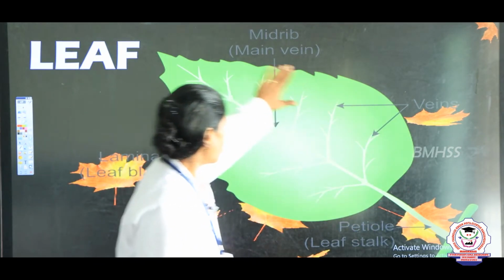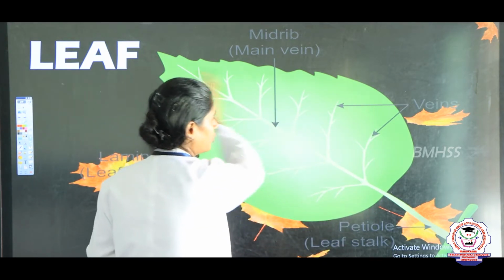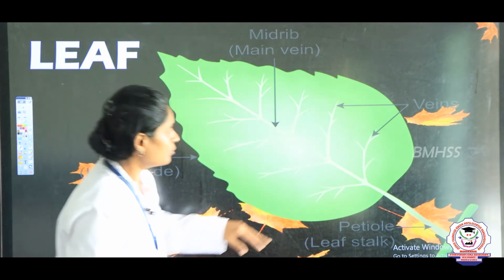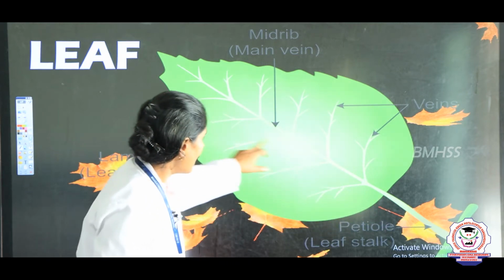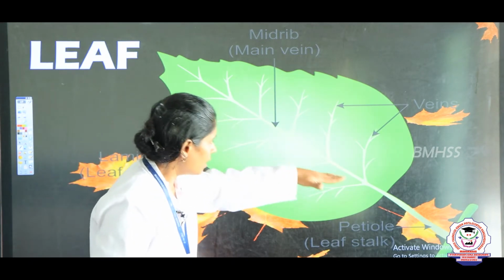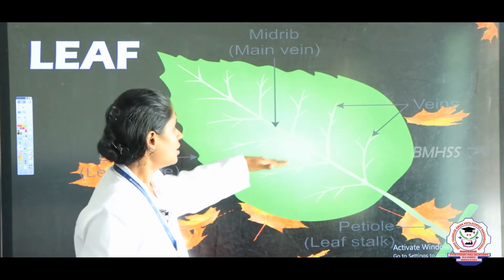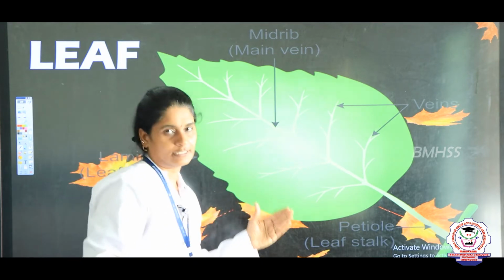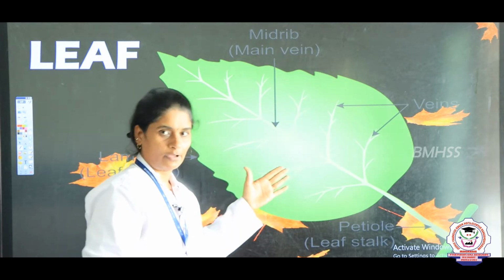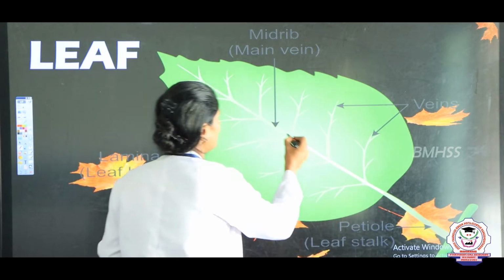The flat broad part of the leaf is called the leaf blade. You can see the many lines running across the leaf, and these lines are called veins. These veins carry the water and minerals to the leaf, and you can see a vein coming from the center of the petiole.